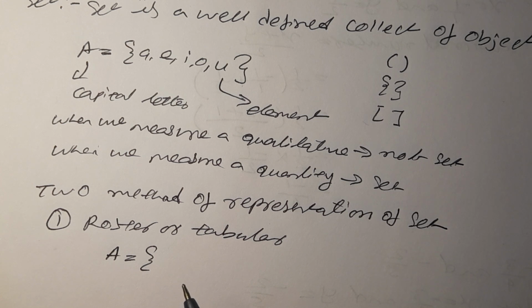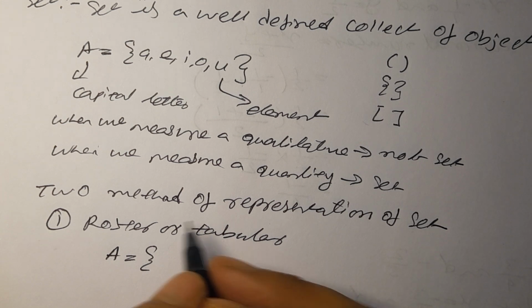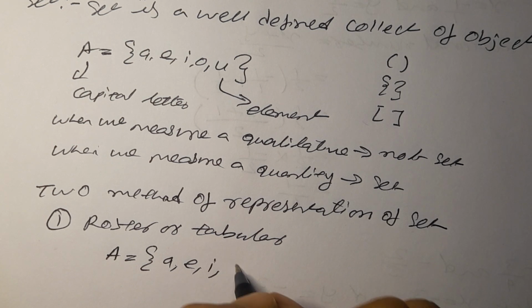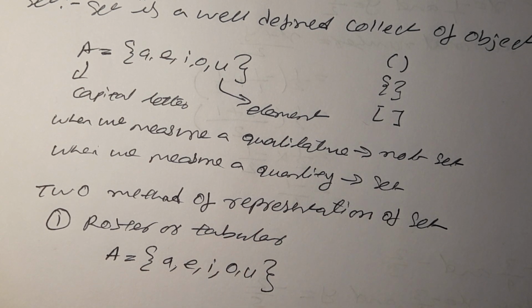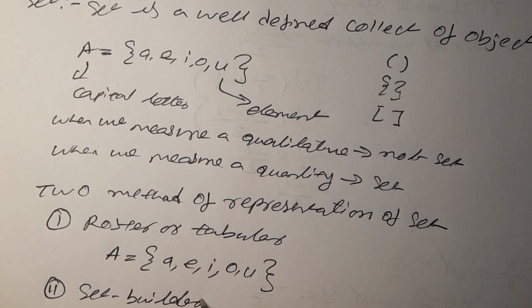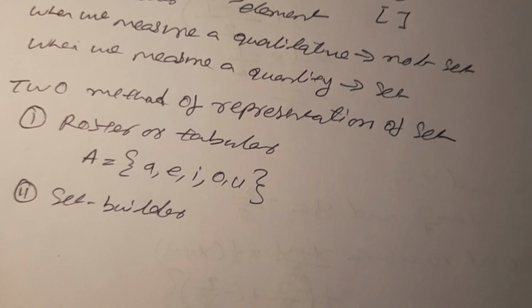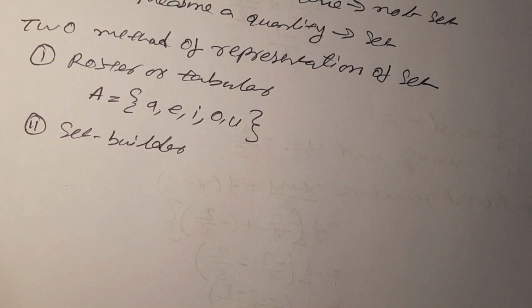Let's take the vowels of the English alphabet, that is A, E, I, O, U. A, E, I, O, U. So this is the roster form, and now the second will be set builder. In the set builder, because it's written in the form of a builder, it will be written in the form of a statement.